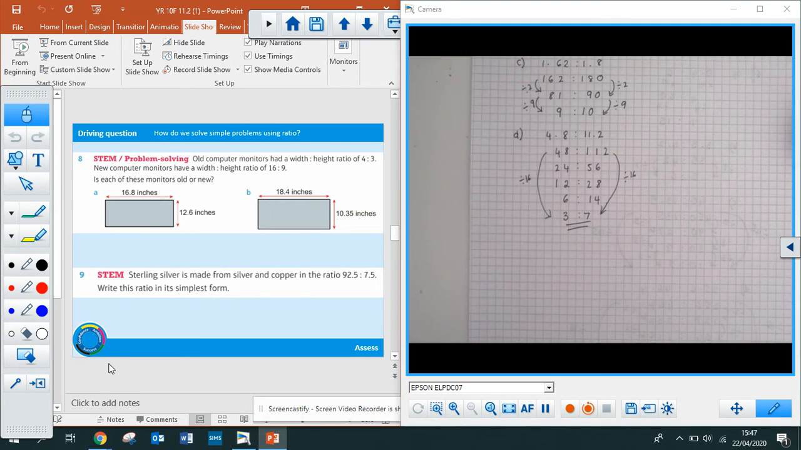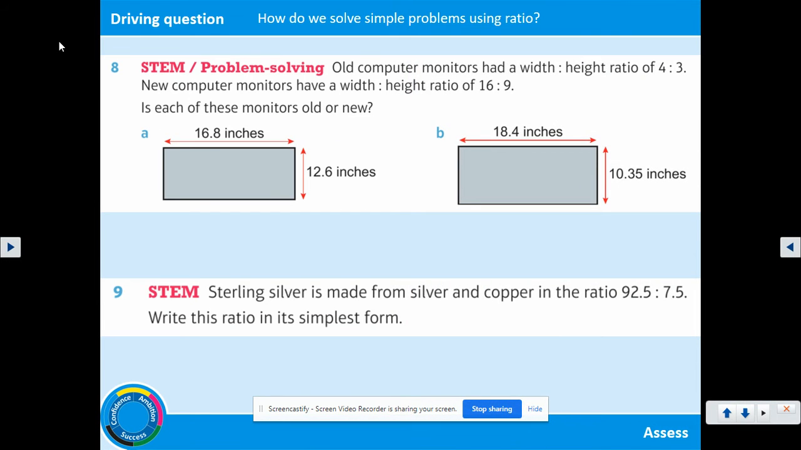Okay, so there's more questions to try here, so let me just put that up on a bigger screen for you. So if you could please have a go at question 8 and 9, pause the video, and then return when you have finished.